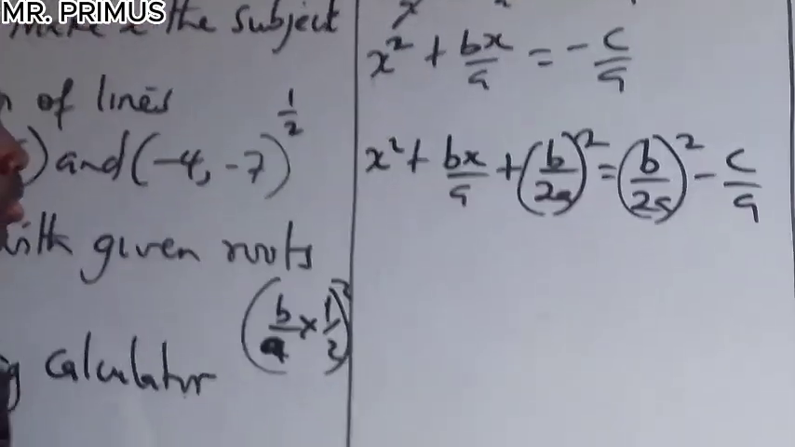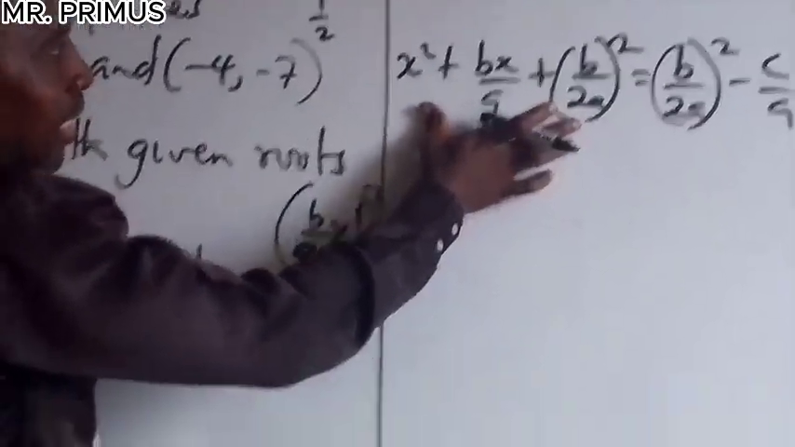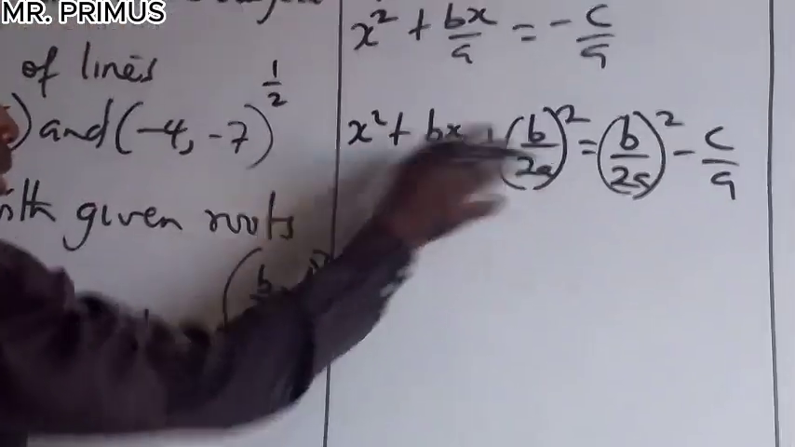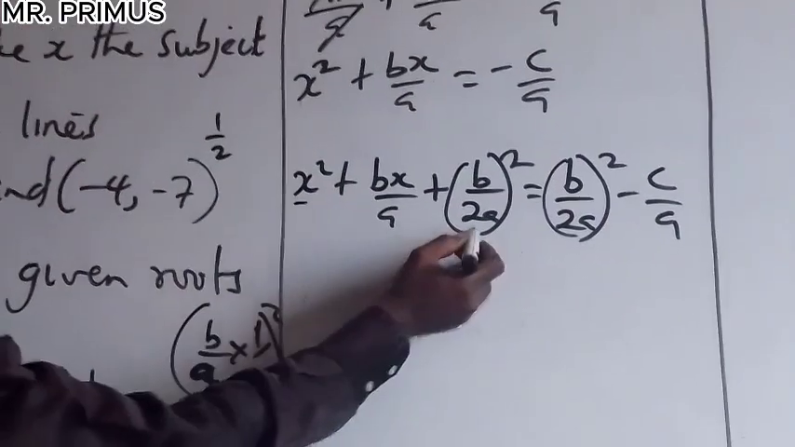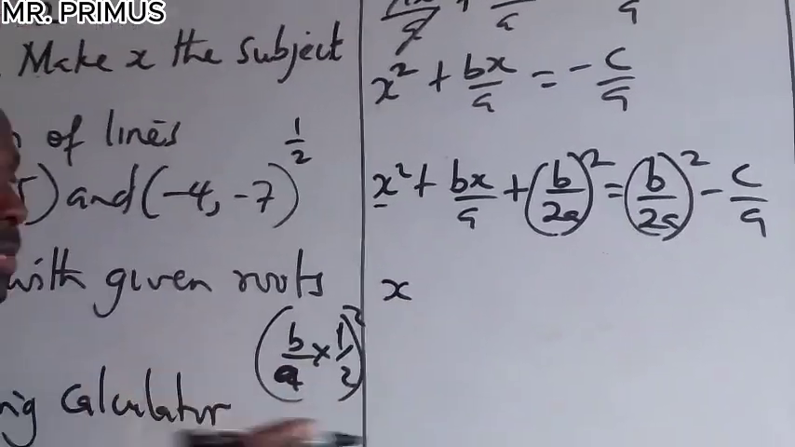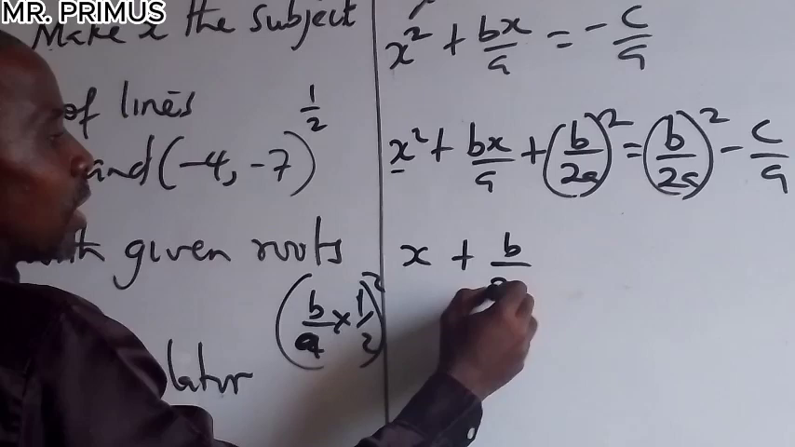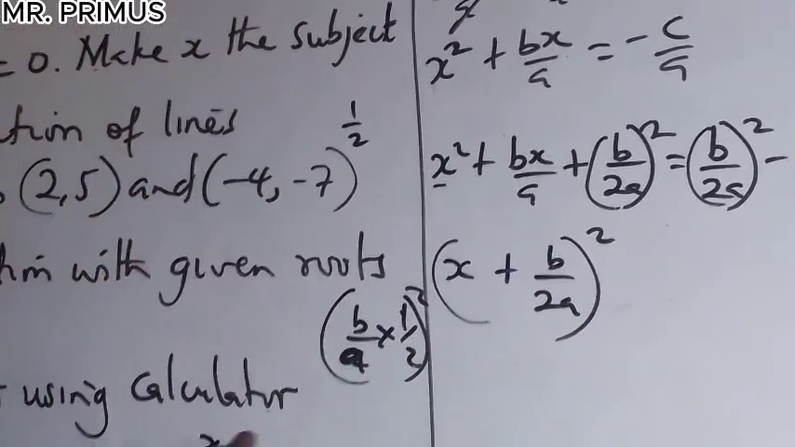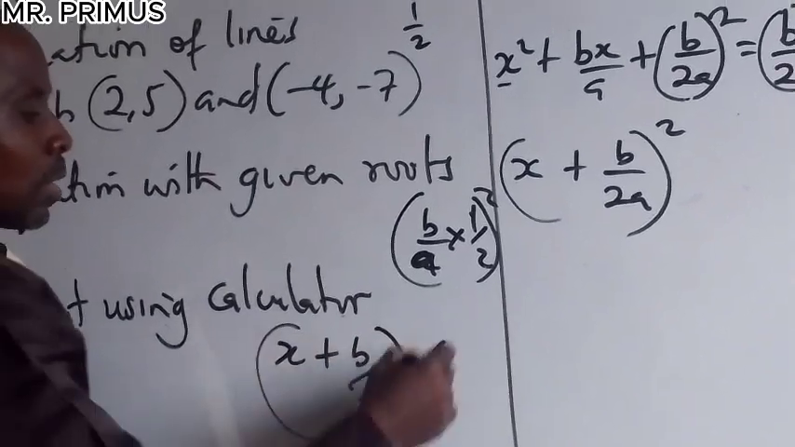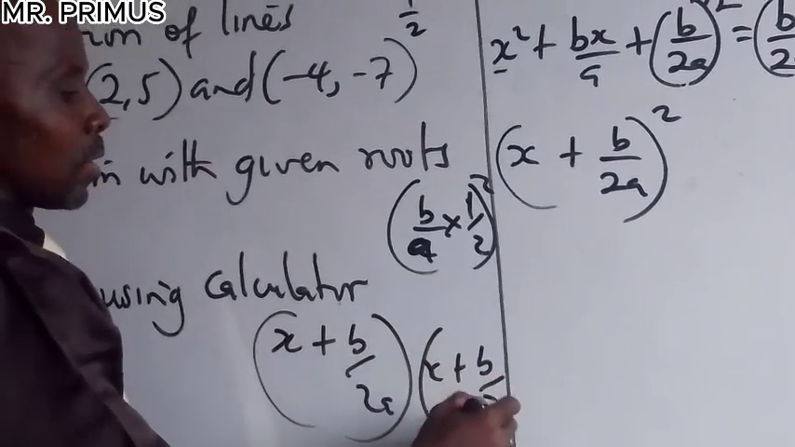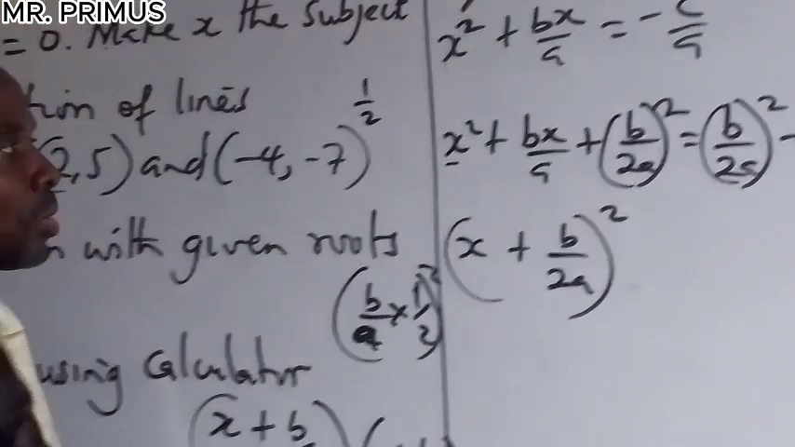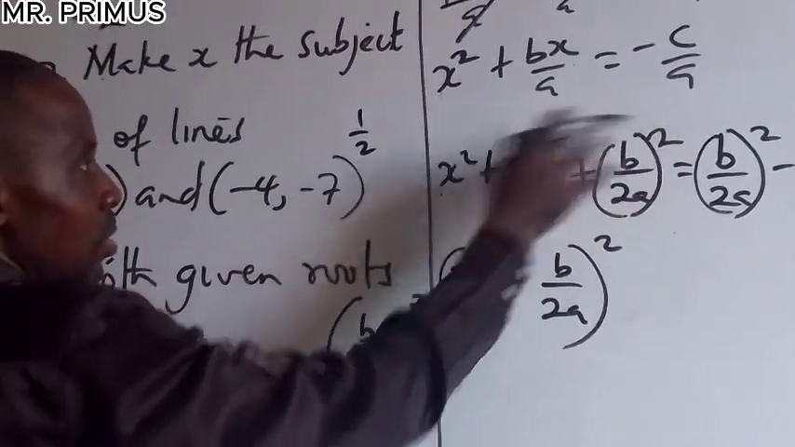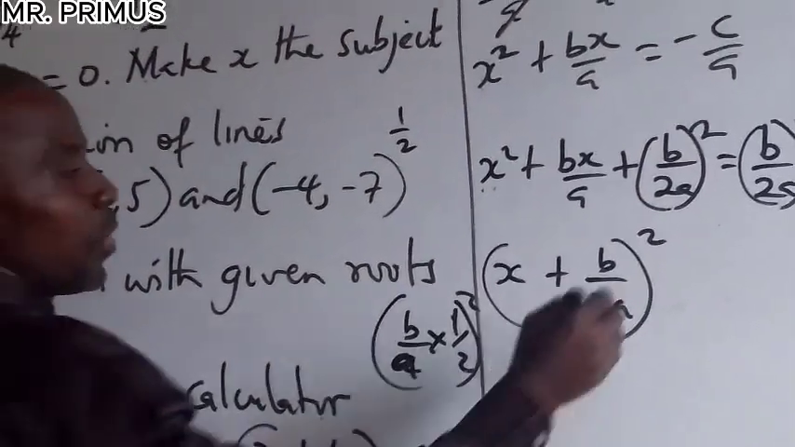Nothing has been changed. So if we factorize this side now, this one is a square. If we factorize this x, we'll do it like this to make it easy: x plus b over 2a raised to power 2. If you expand this, it will still give you this. So this one is a square, this one is a square. Take this and this, then square, put it like this in a very simple form.